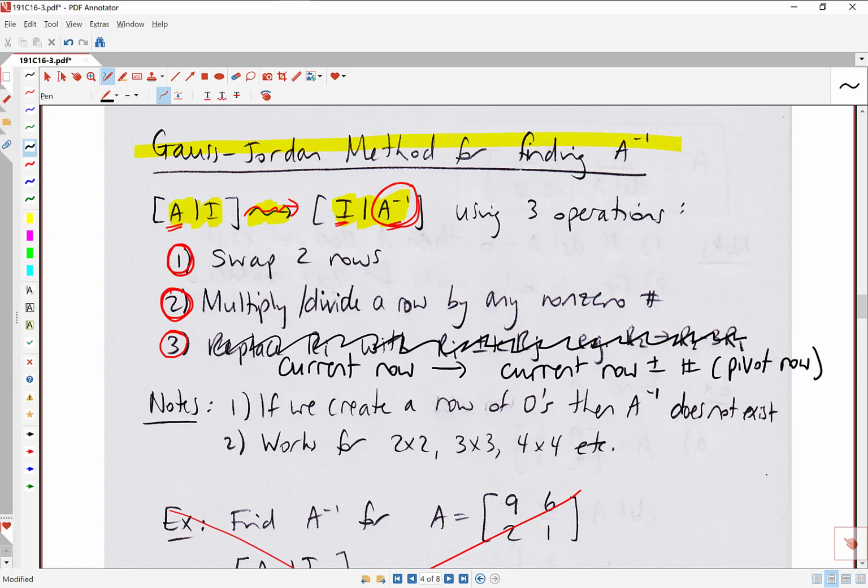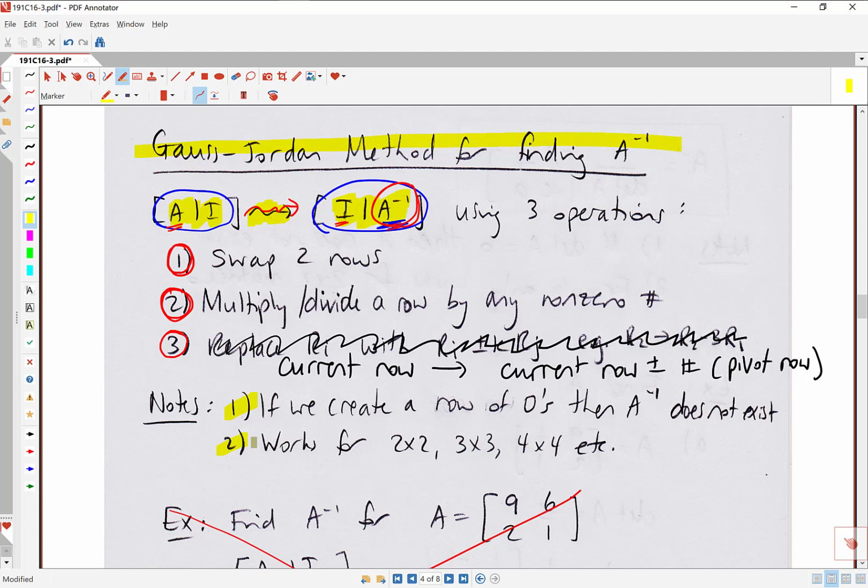But for now, let's just keep in mind, there are 3 types of legal operations that we're going to do. So a couple of comments to keep in mind before we go into an example. First thing is that if we create a row of zeros on the left, then that's an indication that A inverse does not exist. I think I'll do a specific example just to point out that scenario.